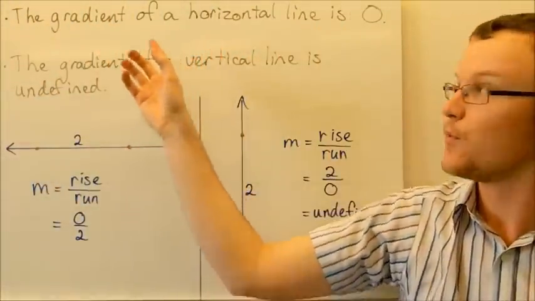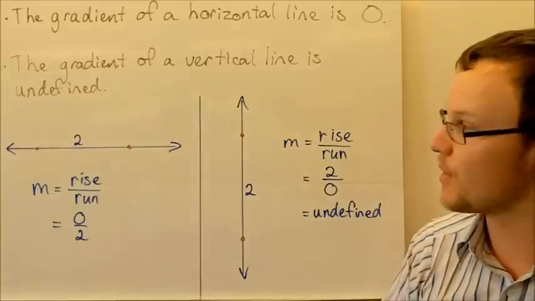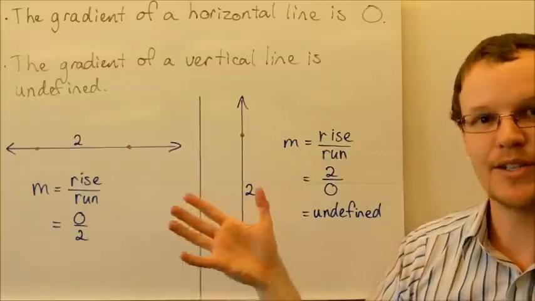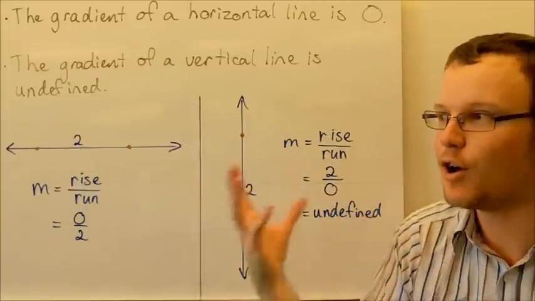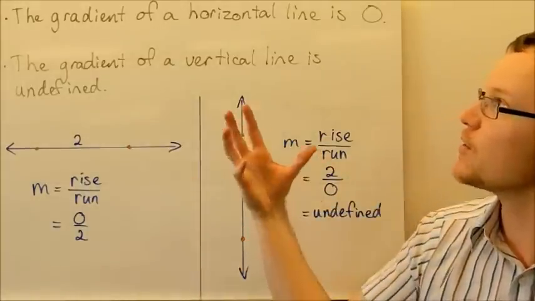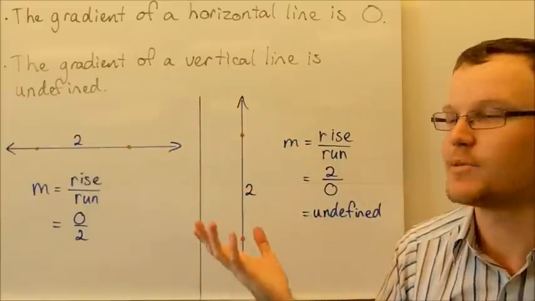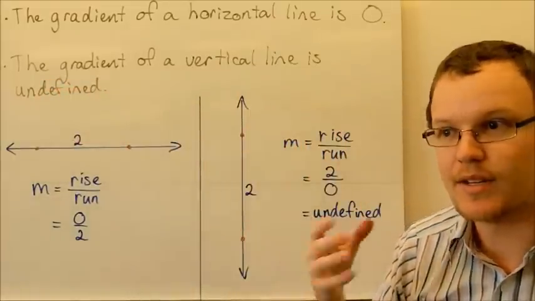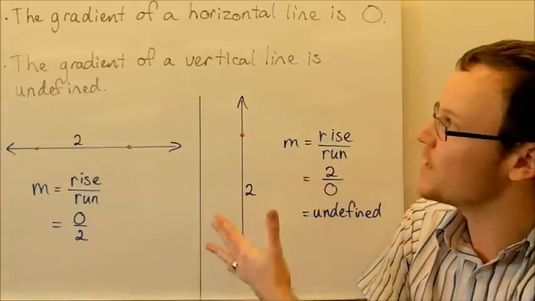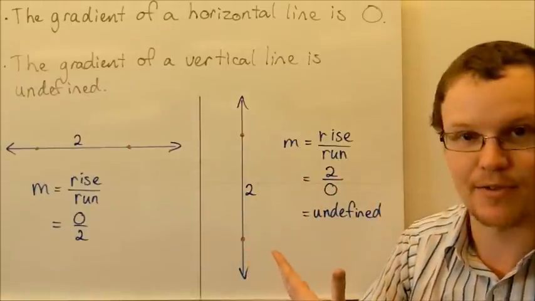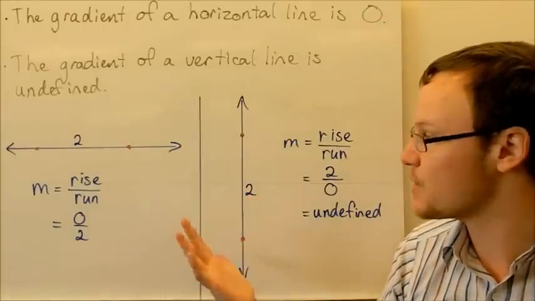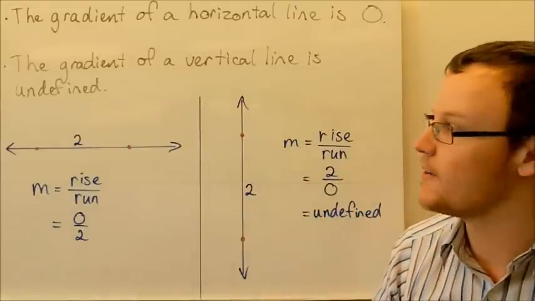As I mentioned before, the gradient of a horizontal line is 0. That's because there is no increase in the y values and no decrease. There's no rise, so the gradient is going to be equal to 0. Similarly, in a different fashion, the gradient of a vertical line is going to be undefined. We're not going to be able to calculate it because there is no run. There's 0 run along here.